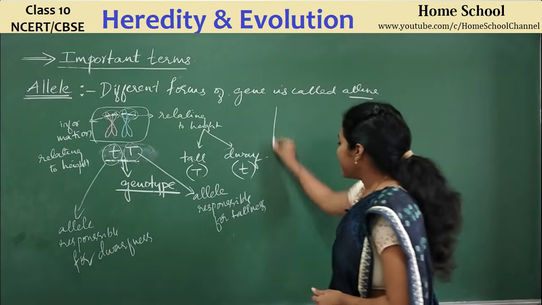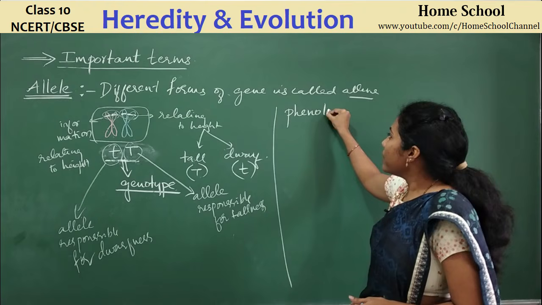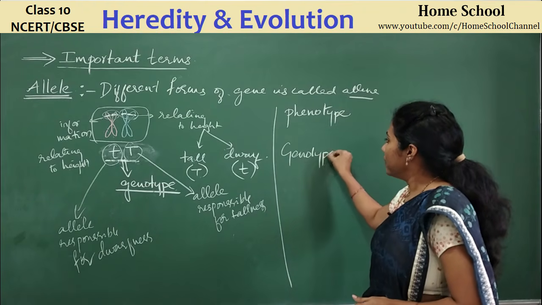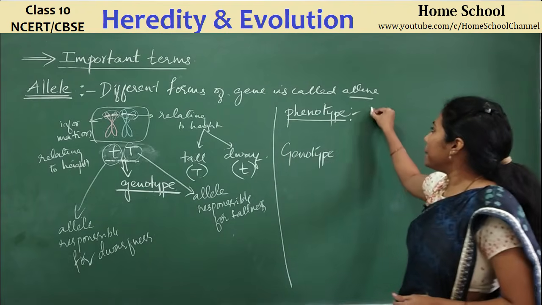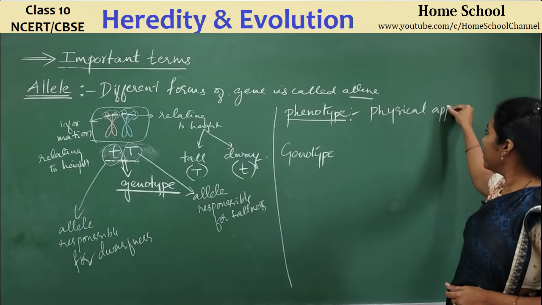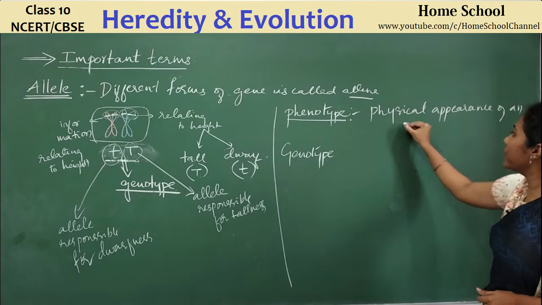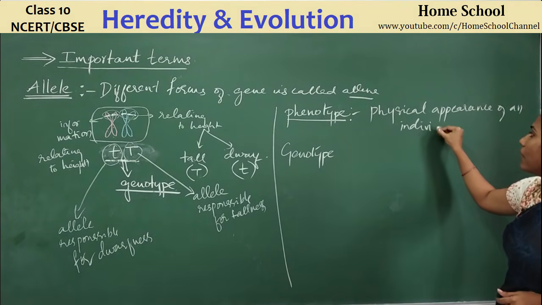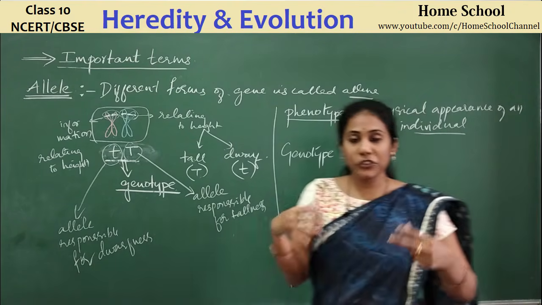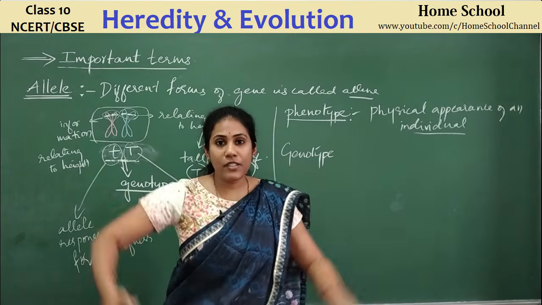Remember, this way of writing genetic information is called genotype. Let us get to know the meaning of the word phenotype as well as genotype. What do you mean by phenotype, guys? Physical appearance. The physical appearance of an individual is called phenotype, guys. Just by looking, you will identify whether a person is taller or shorter.